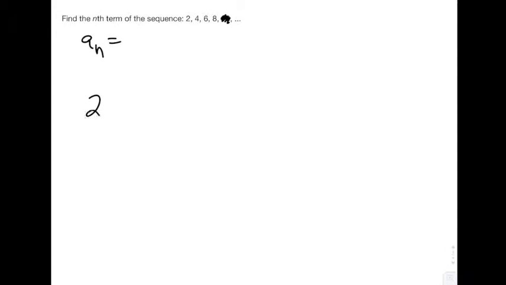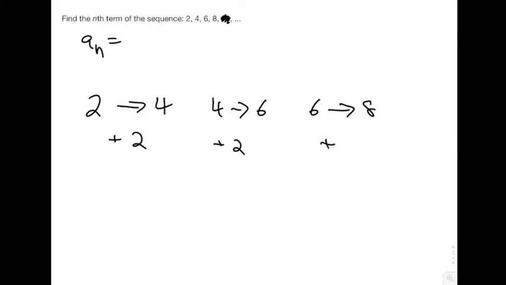And it looks like going from 2 to 4, we just add 2. And then from 4 to 6, again, we add 2. And then 6 to 8, we add 2. So we're starting at the previous term. We'll start at a sub n minus 1, and then we just add 2. And of course, we can't forget that we start at the term a sub 1 equals 2. Okay? We'll do one more.